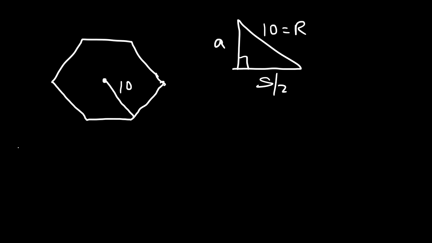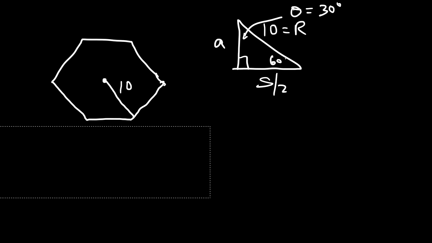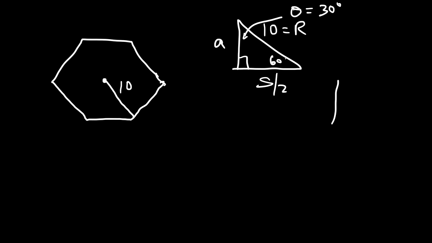However, we can find the angle. The angle is going to be 360 divided by 2n. n in this example is 6, and 2 times 6 is 12, so 360 over 12. That will give us an angle of 30 degrees, which means this is 60. So now that we have the angle, we could use the 30-60-90 triangle to get everything else.